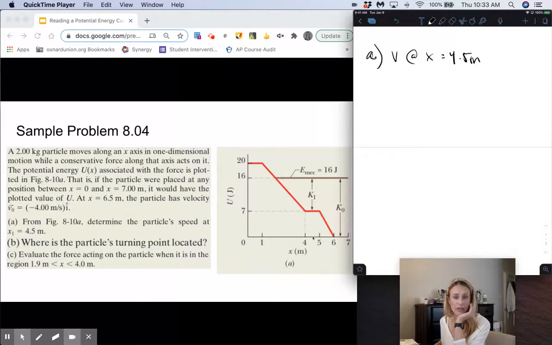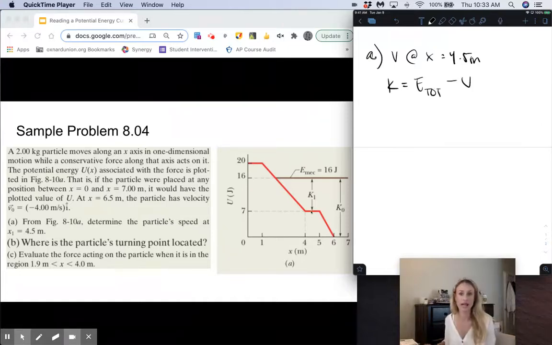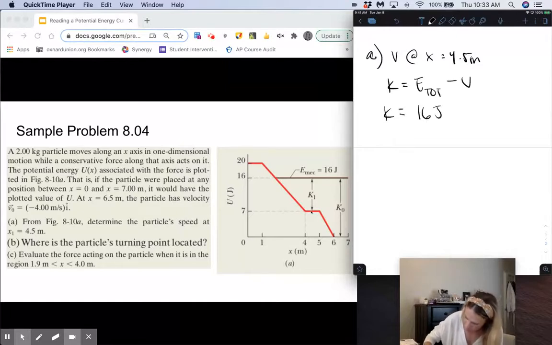Okay, so if we're looking at this graph right here, we can see that at 4.5 meters, our potential energy is 7 joules. So that means that our kinetic energy will be the total energy minus the potential energy at that point. So kinetic energy is equal to 16 joules minus 7 joules, which is our potential energy at 4.5 meters. And therefore, our kinetic energy is equal to 9 joules.